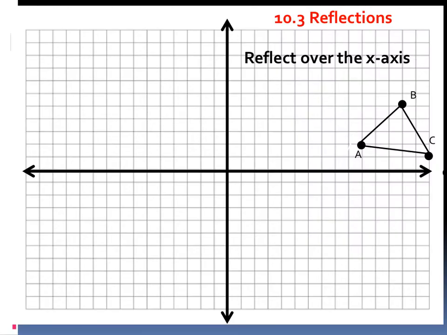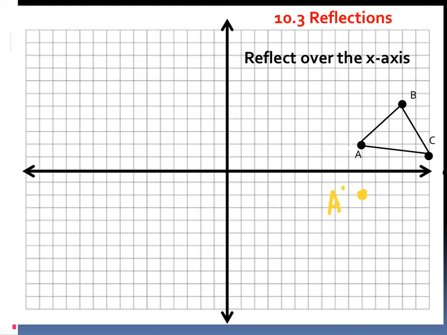All right, so in order to reflect over the x-axis, what we want to do is take each point, like point A, and point A is 2 away from the x-axis, 2 up from the x-axis. So what we want to do is go back to the x-axis and instead go 2 down. And then that's where we're going to put our new point A. So label that A prime.